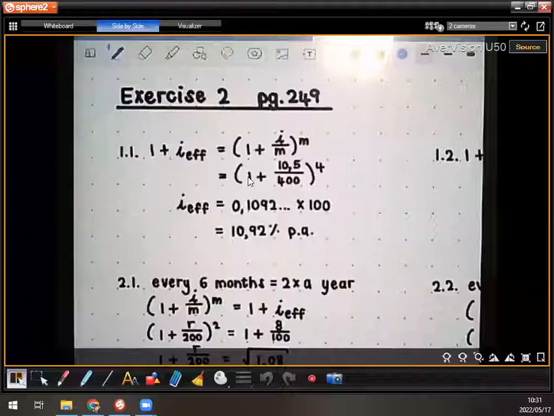Sorry, 1.1 is here and then 1.2 is next to it. So I'll move along across to that now. So for question 1, they gave you a nominal rate. So that was definitely one in the first question, and you had to find the effective interest rate.